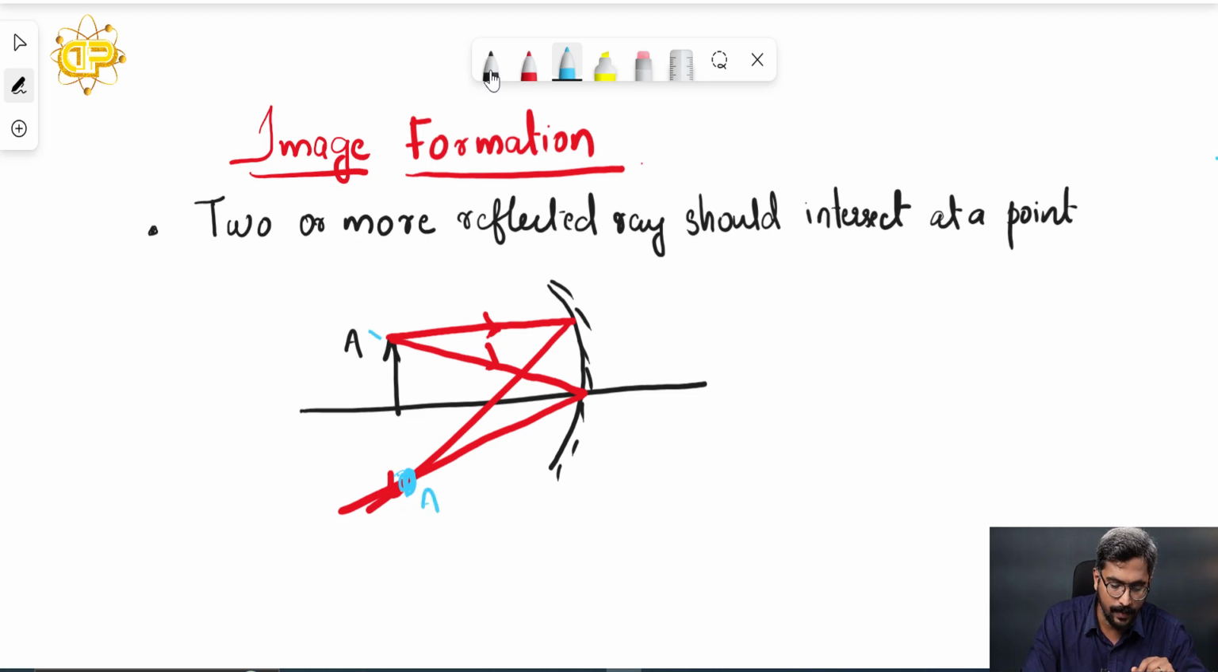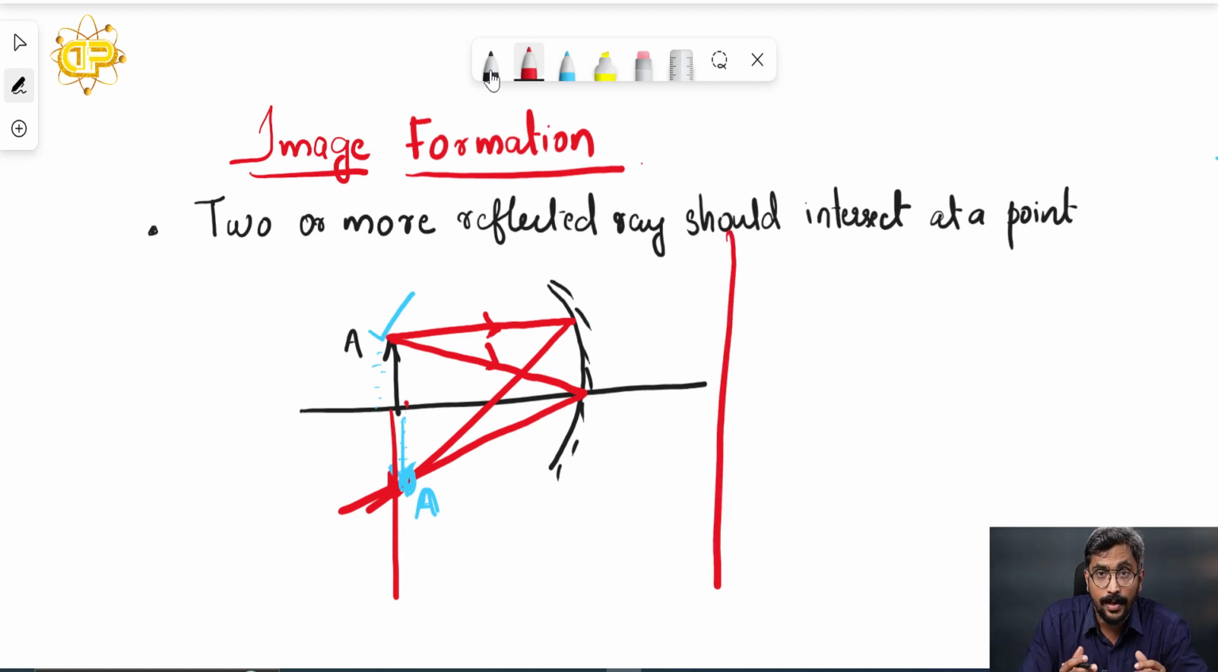Then at that particular point, the image of point A will be formed. Like that, each and every point will be formed, and then an image is formed here. The reflected rays should intersect, two or more, and then at that point the image is formed. If I'm placing a screen here, then definitely this image will be formed on that screen. So this is the case of a real image.